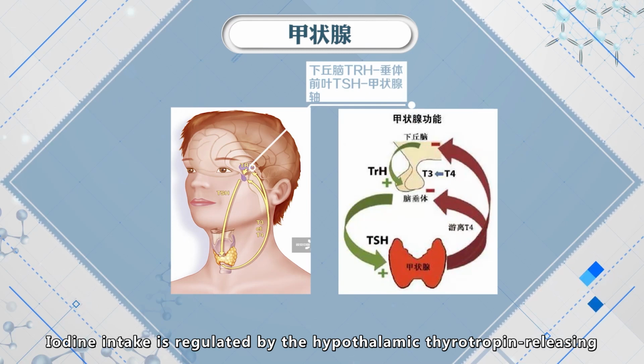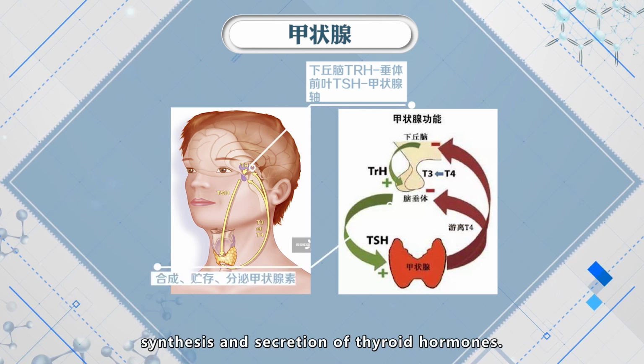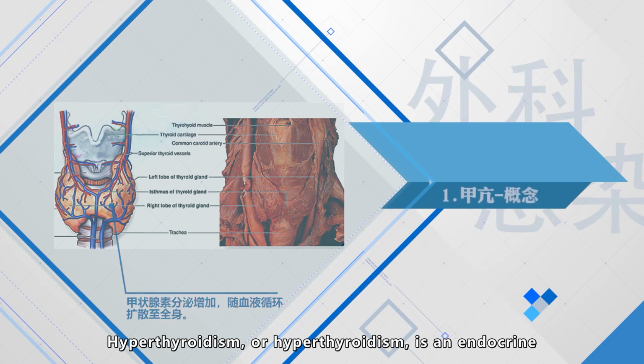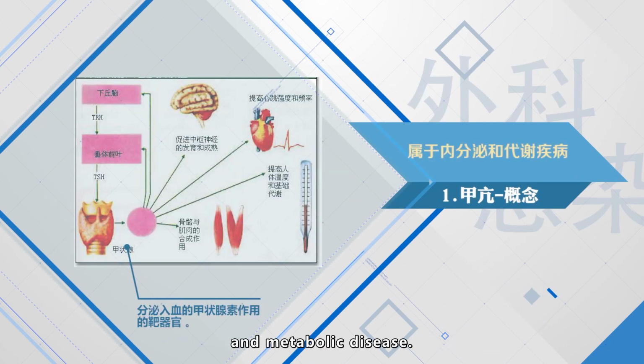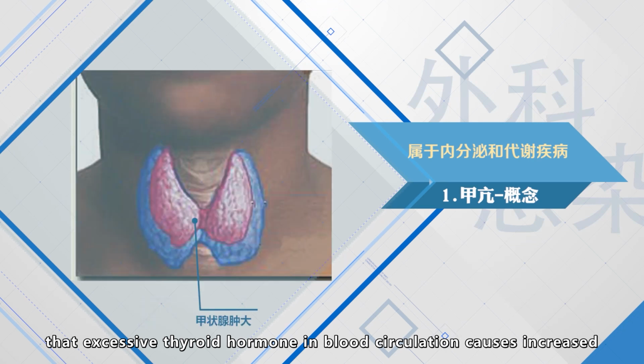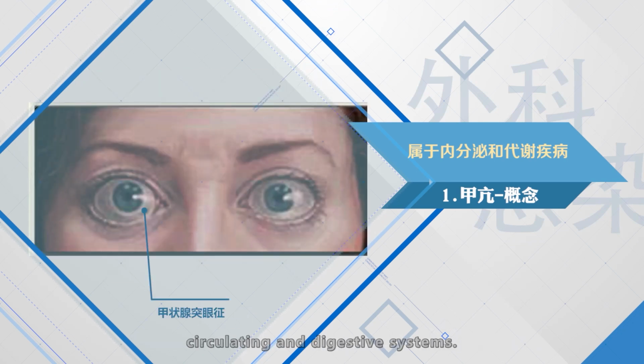Iodine intake is regulated by the hypothalamic thyrotropin-releasing hormone, pituitary thyrotropin feedback axis for thyroid synthesis and the secretion of thyroid hormones. Hyperthyroidism is an endocrine and metabolic disease. It refers to a group of clinical syndromes in which excessive thyroid hormone in blood circulation causes increased excitability and metabolic hyperactivity in the nervous, circulatory and digestive systems.